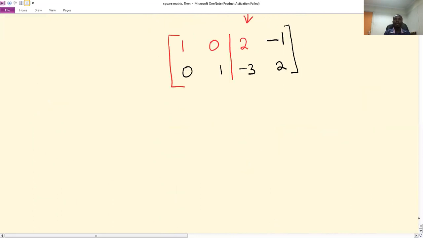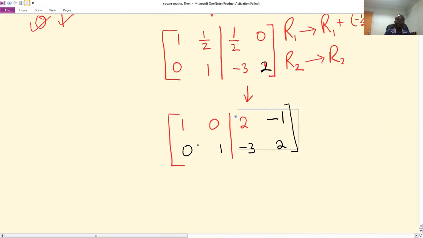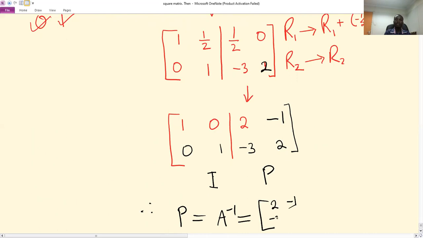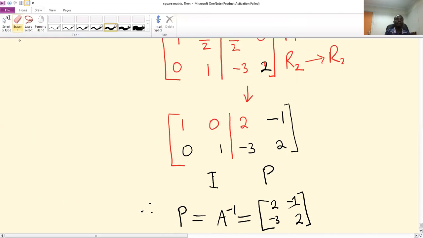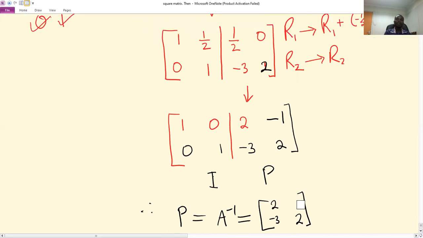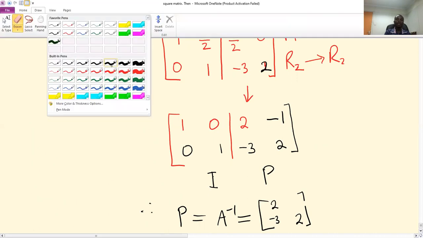So therefore, because this is now an identity matrix I, you take this as your P. So therefore, P, which is the same as A inverse, is given by 2, minus 1, minus 3, and then 2. So this is the inverse of that matrix, which you can confirm because these are 2 by 2 matrices. It's very easy to calculate the inverse.